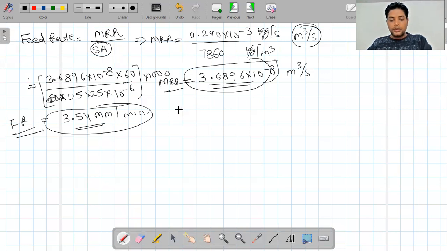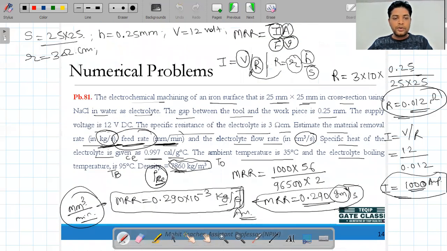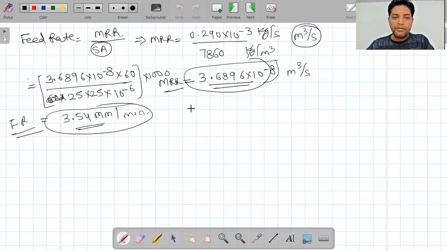Fine, and we have to calculate in mm per minute only. So this is the value. Okay, next is the electrolyte flow rate. So this is in centimeter cube per second. So how will we get the value of Q?